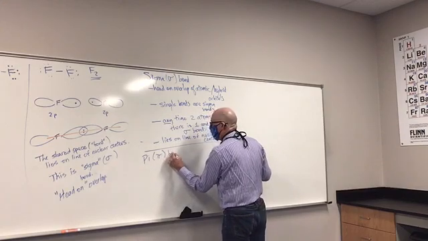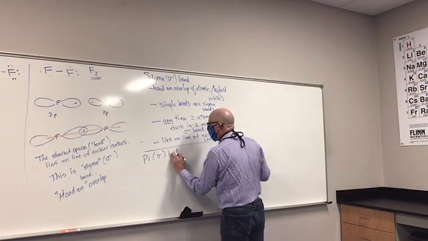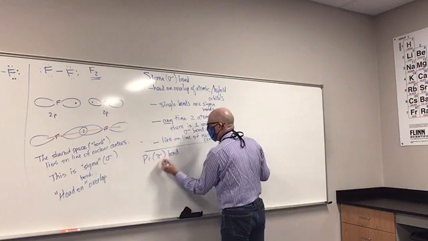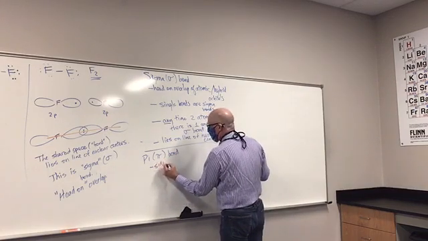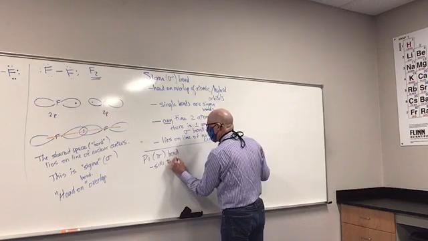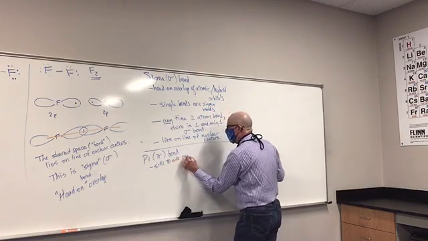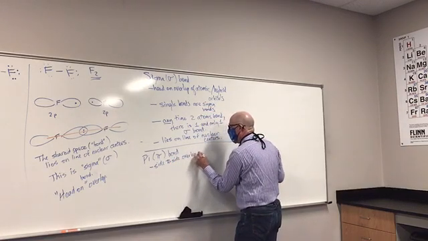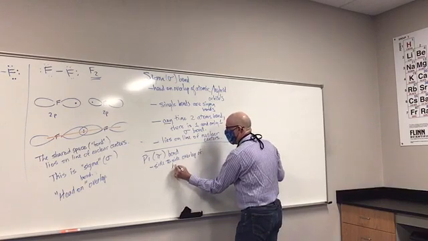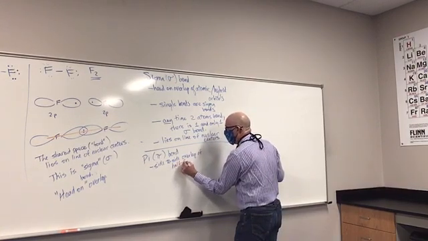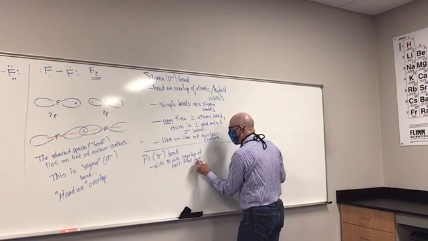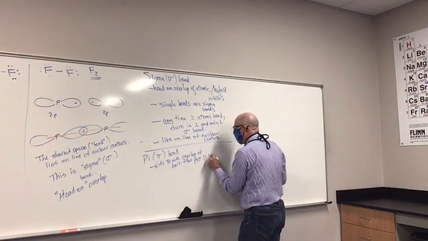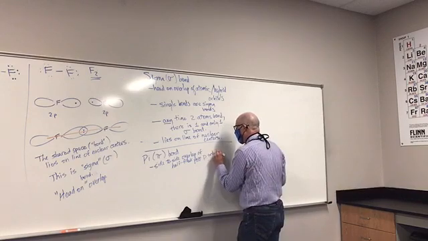A pi bond is side to side overlap of half-filled pure p orbitals.